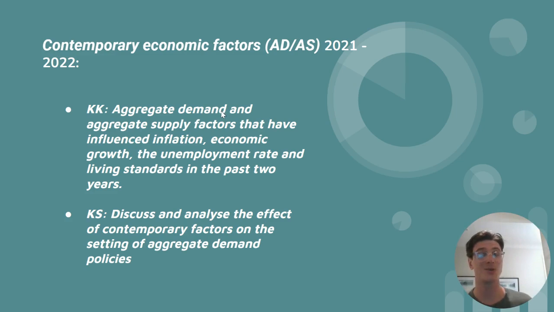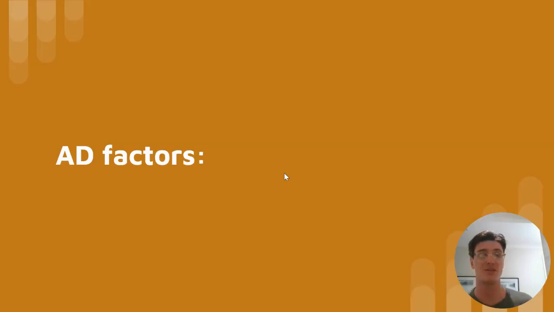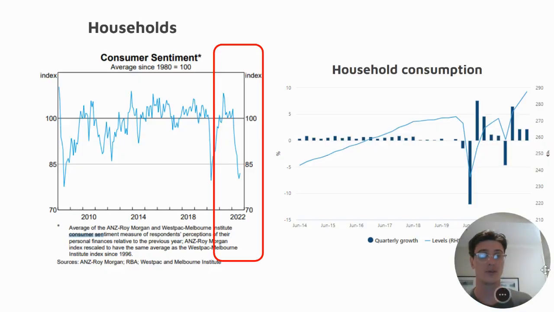Okay, so let's get into the AD-AS factors. And there's the key knowledge and key skills again. Let's do some AD factors first. So firstly, if we're looking at the household, we're looking at consumer sentiment. And I think this is related, being a borrower myself, I think this is directly related to the rise in interest rates.